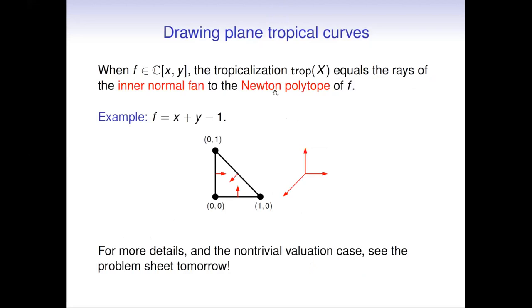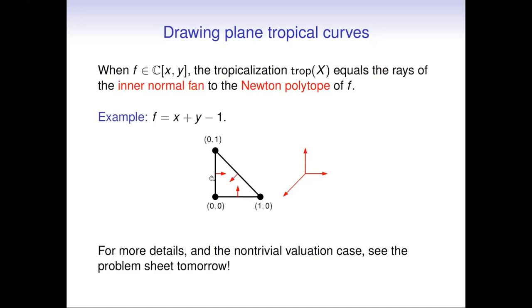Rather than defining all of those words for you, I'm going to tell you what they are in an example. For the Newton polytope, I just take the exponents that show up in my polynomial and I take their convex hull. That means draw all lines connecting them and all lines connecting the points you've added, and so on. So in this case, if I start with x plus y minus 1, I would just get the triangle here. So this is a filled in triangle.